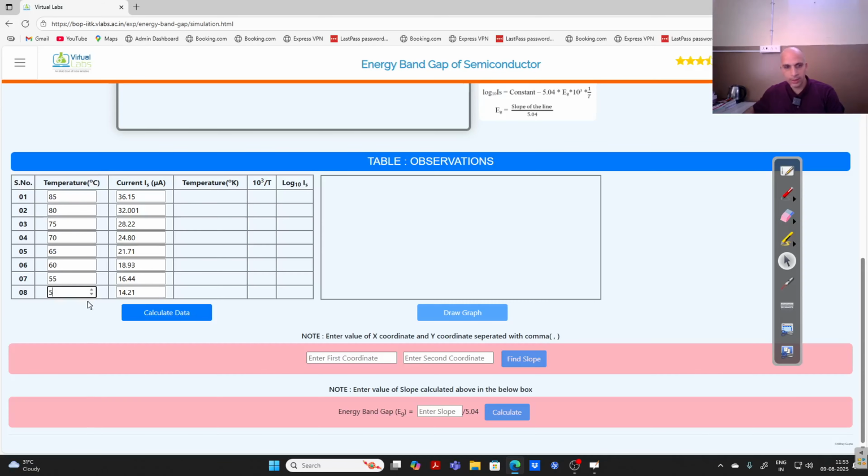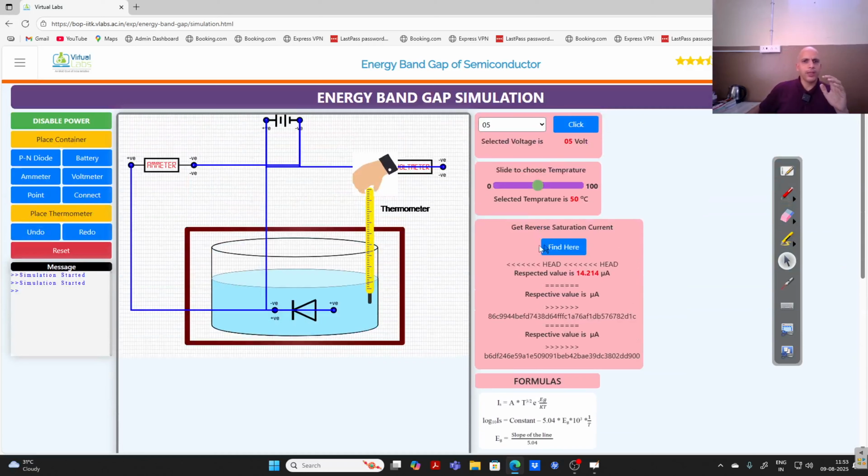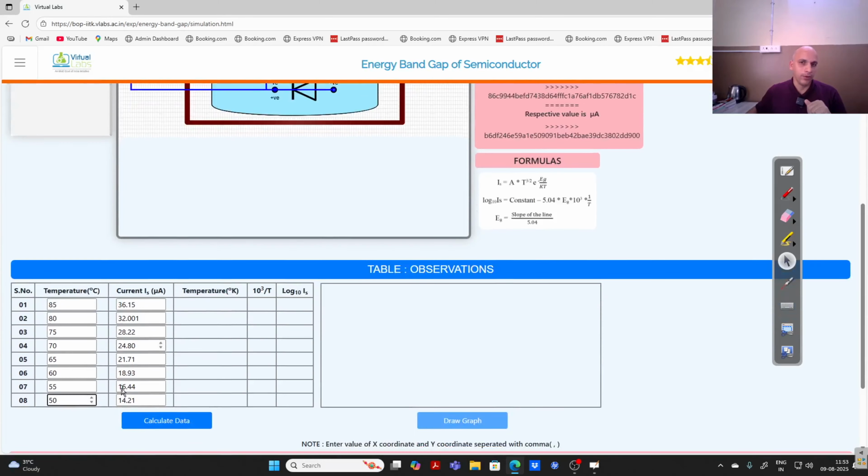Okay. Now this is the table that I have prepared. You can even start increasing the temperature from 50 to 85 or whatever temperature you want. You have to measure the reverse saturation current at these different temperatures. Sorry, this is the ammeter. It will directly calculate the reverse saturation current, given by this relation. Then you have to fill the table.